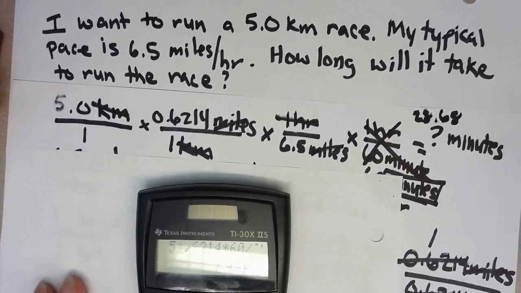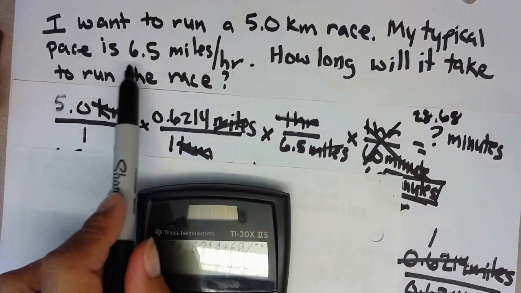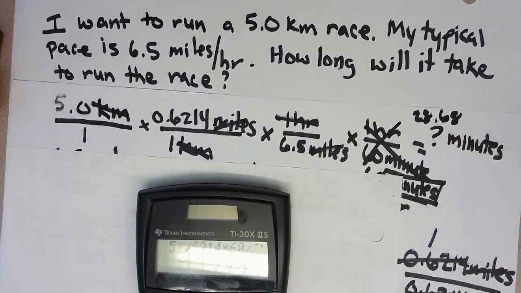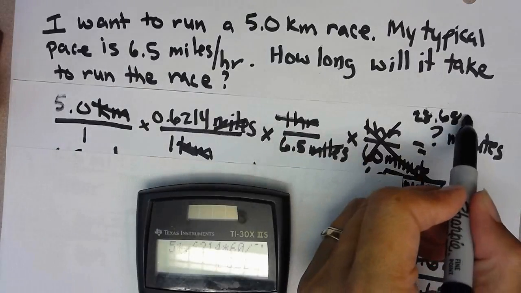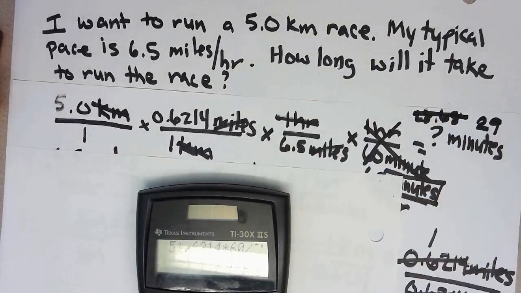Let's look at our problem again. There are 2 sig figs in the distance, 2 sig figs in the pace, which suggests there should be 2 sig figs in our answer. So my answer should be 29 minutes. Notice this 0.68 rounds up.